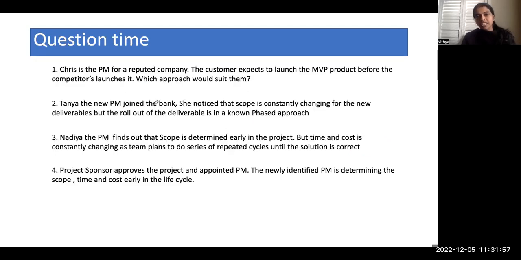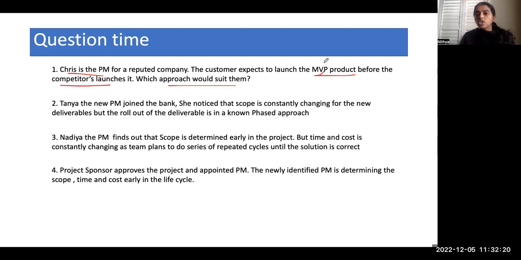Now it's the question time. So I'm trying to recap all the development approaches we have been discussing. Let's go one by one. Chris is the PM for a reputed company. The customer expects to launch the MVP of the product before the competitors launch it. What approach would suit them? What do they do here?